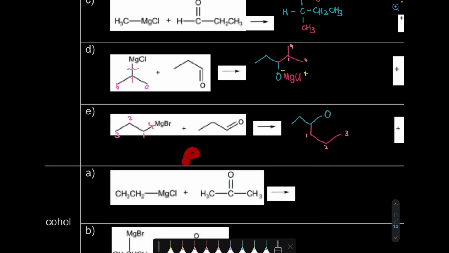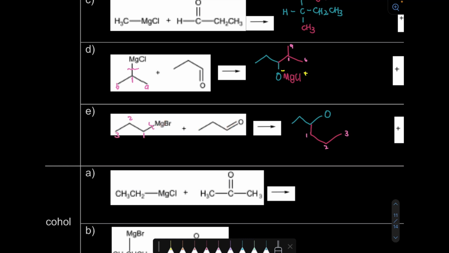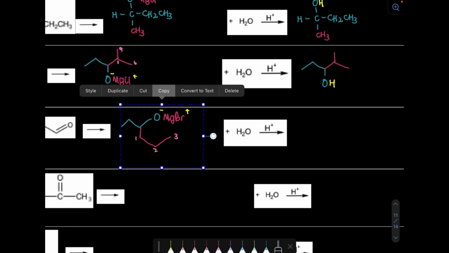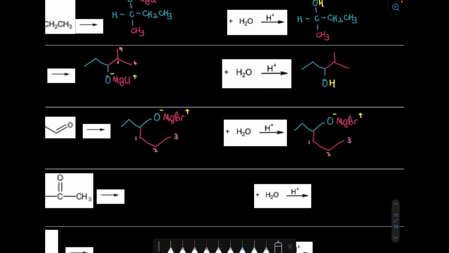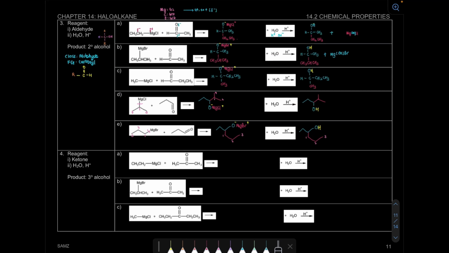Actually, if the question asks in terms of skeleton, you can give an expanded answer or condensed, it's up to you which one you're comfortable with. Expanded, skeletal or condensed is fine, but here I'm just going to write down condensed. Later the O will become OH. But we remember before that it will become O minus MgBr plus first. And when we undergo acidic workup, then it will become OH. So that's why H2O and H plus is important to form our alcohol.